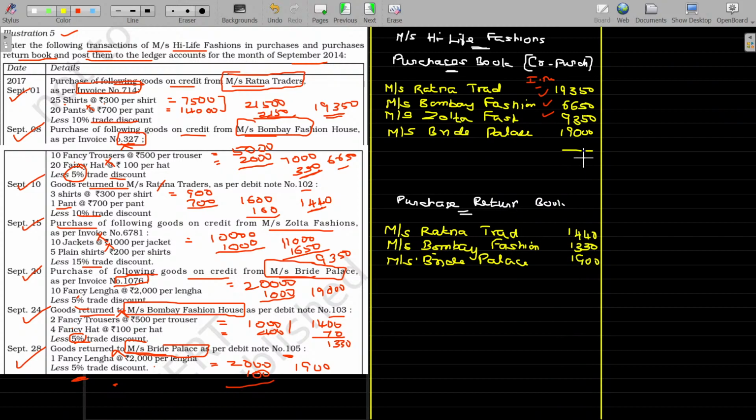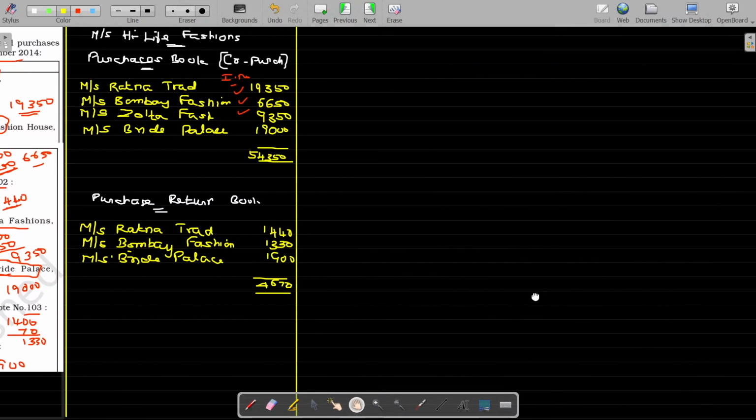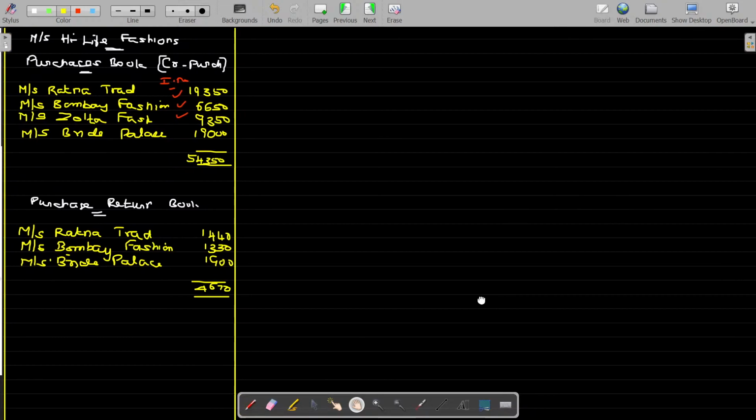The total of this value, purchases book total being 54,350, and purchase return total being 4,670. Now I am going to post these things to the ledger. See how we are planning to post this into the concerned ledger.